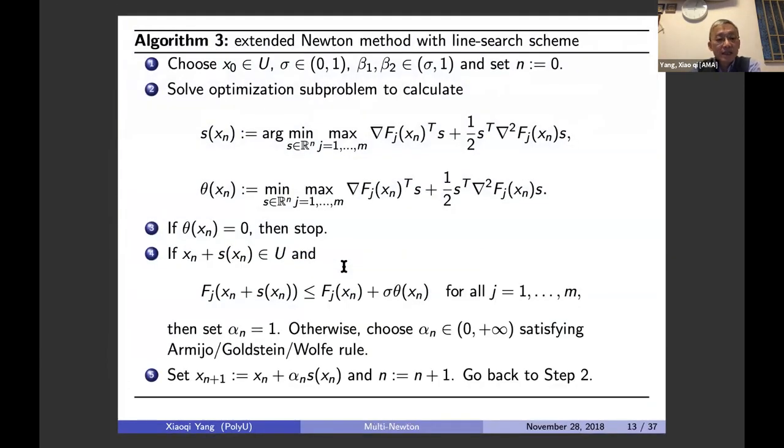So that's basically the Newton algorithm in our scheme. Again, we have the Newton direction. If it is equal to 0, then we stop. Then we do the line search by three types of search scheme here: Armijo, Goldstein, and Wolfe, respectively. Once we get the alpha n from the line search, we can have this Newton iteration. So this is a standard Newton method.